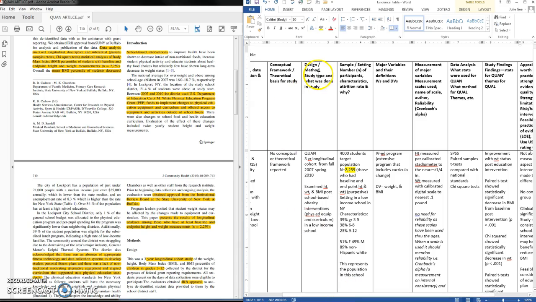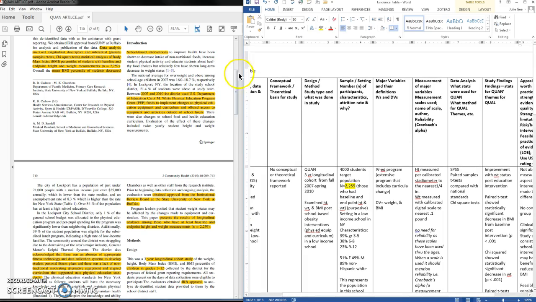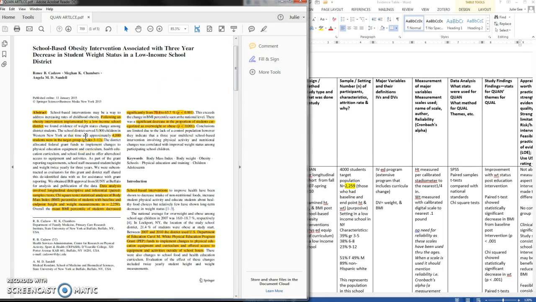Okay, so our next is a design method and a study type, what was done in the study. So you always start out reading the abstract, and the abstract really does give you a lot of information, but it doesn't give you all the information you need. I just highlighted some things that were important to me.